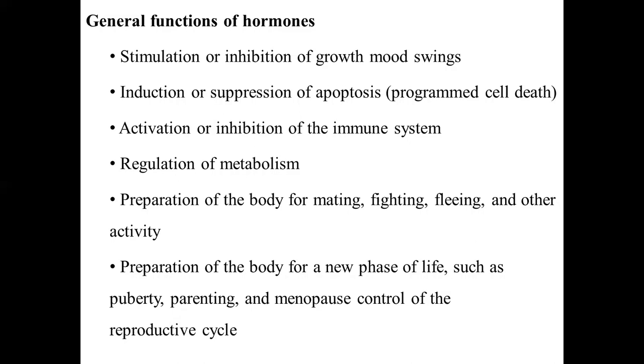We also have induction or suppression of apoptosis, programmed cell death. Glucocorticoid is a hormone that induces apoptotic cell death in immature thymocytes and mature T cells through an active process characterized by extensive DNA fragmentation. An example of induction or suppression of apoptosis is the glucocorticoid hormones.